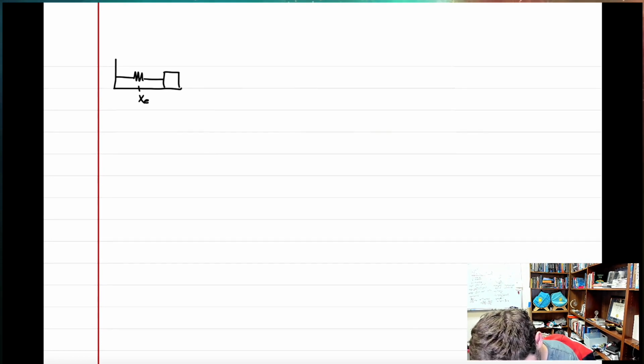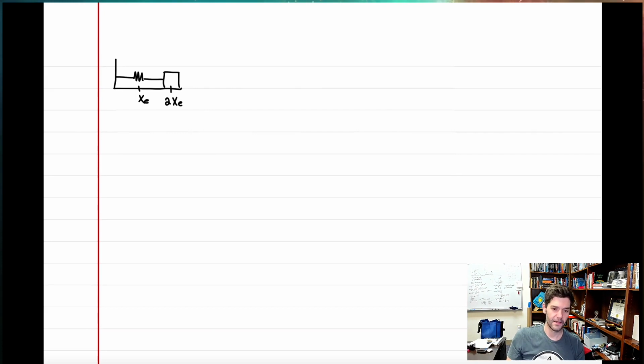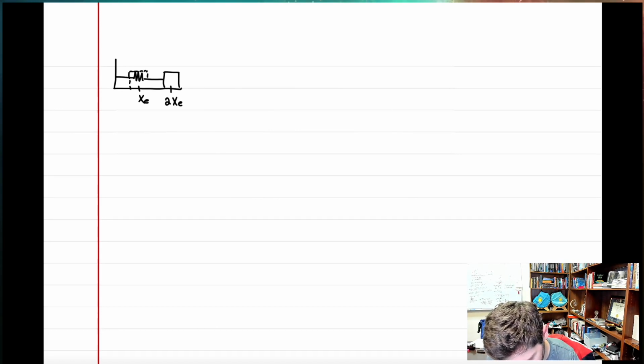So then let's do a quick simple example. I have a box that's attached to a spring, and it's starting from rest at a distance of 2 x equilibrium away, out to the right. And I might want to ask, what is the velocity of the box when it passes through the equilibrium position? So what is the velocity of the box when it gets to this point?